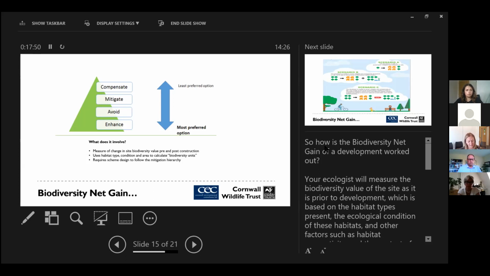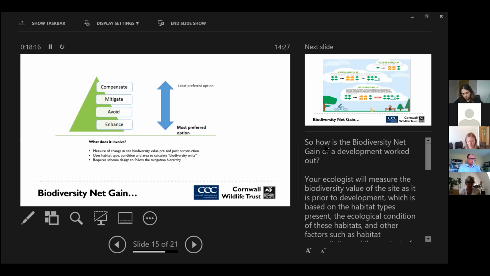The ecologist will then use the scheme design information to predict what the biodiversity value of the site will be after development based on the same factors and additional factors that take into account things like how difficult it is to create particular habitats and how long they would take to reach the predicted habitat condition. It's important to remember that BNG is not all about the calculations.